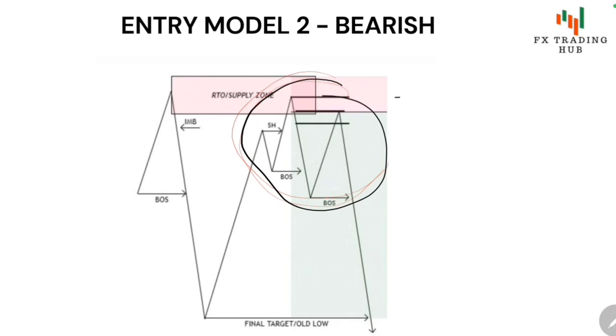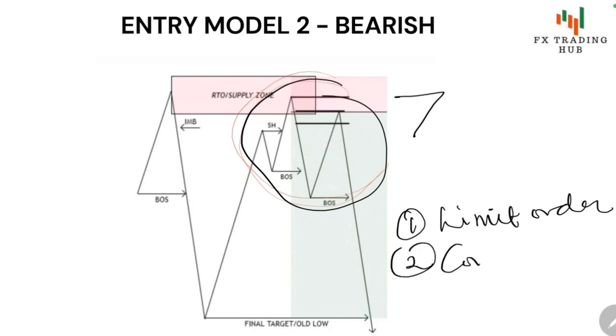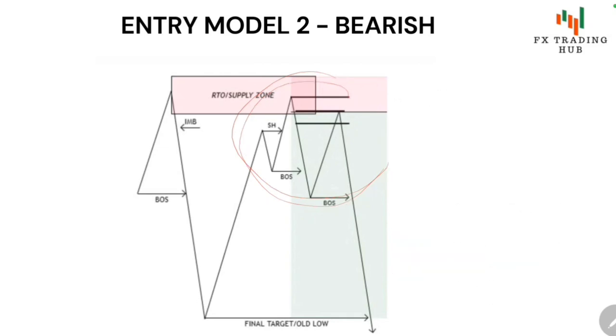Okay, this has a higher level of probability than the one we just saw before, the limit order entry. The one we first talked about is the limit order entry method. So this second one now is a confirmation entry. Okay, confirmation entry.